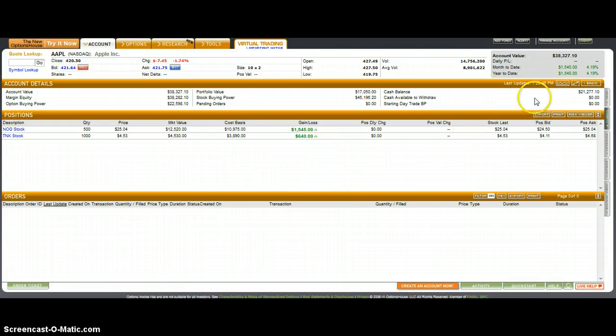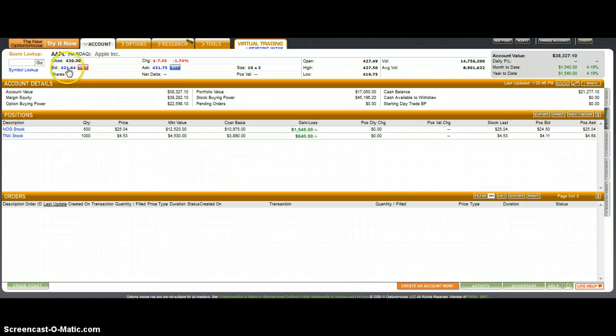So this is a look at my virtual account with optionshouse.com, and we'll jump into the bid and ask prices. Normally you see a stock that's trading for X amount of dollars. Well, that stock actually has two separate prices, an ask price or a buy price and a bid price or a sell price, meaning that the ask price is the amount of money per share that you're going to pay if you want to buy the stock. The bid or sell price is the amount of money you're going to receive if you want to sell the stock.